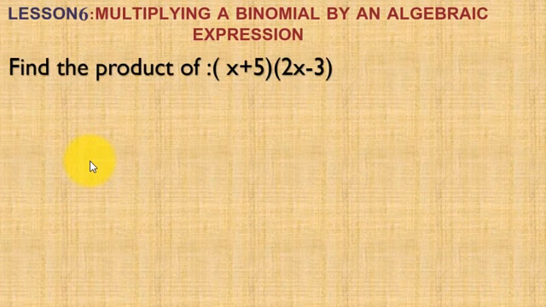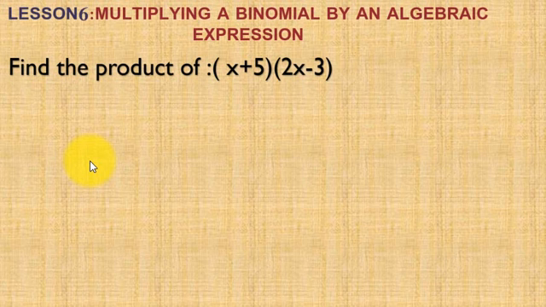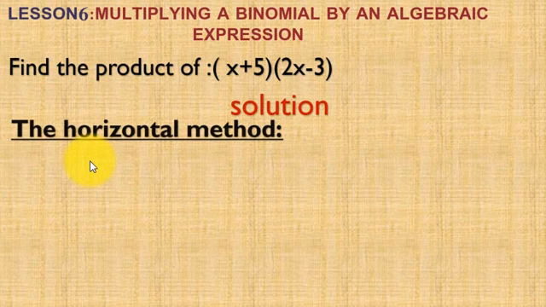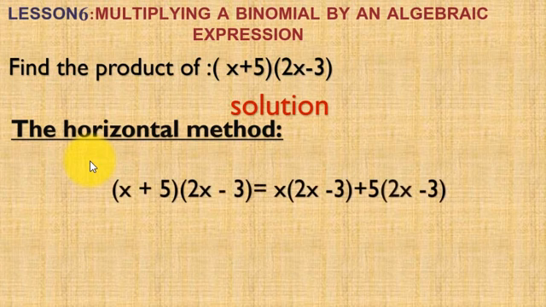For example, find the product of x plus 5 times 2x minus 3. We have two methods, the horizontal method and the vertical method. Let's start with the horizontal method. It's so easy: multiply the first term by the first term to get 2x power 2. Then multiply the first term by the second term to get negative 3x.